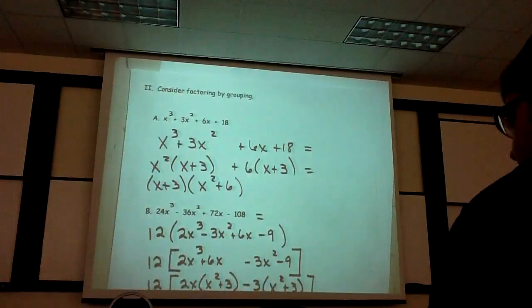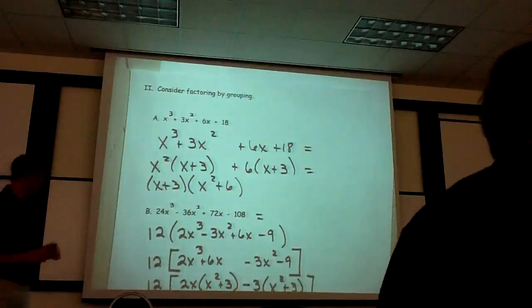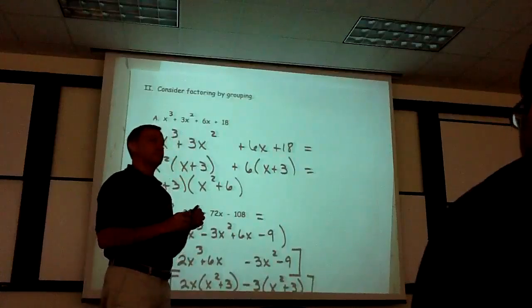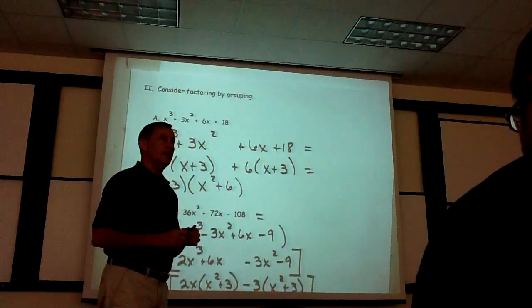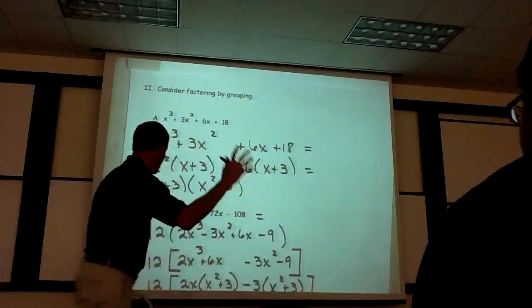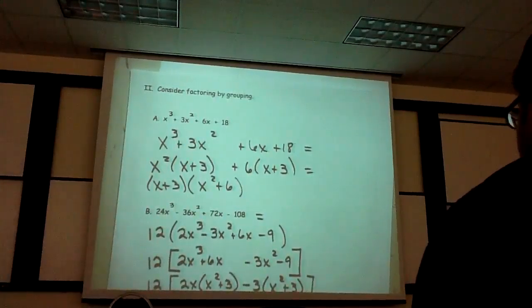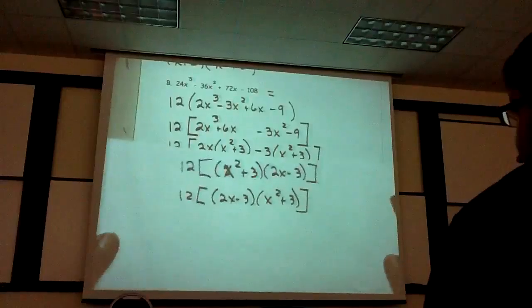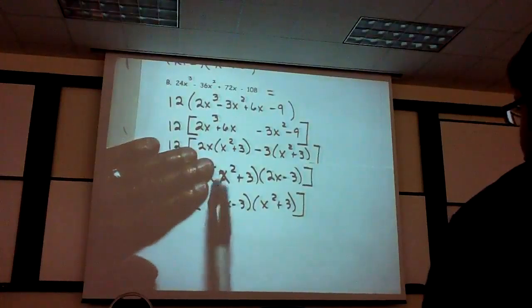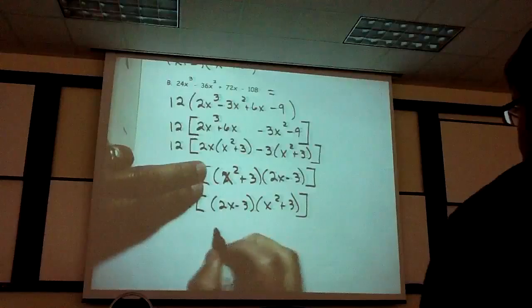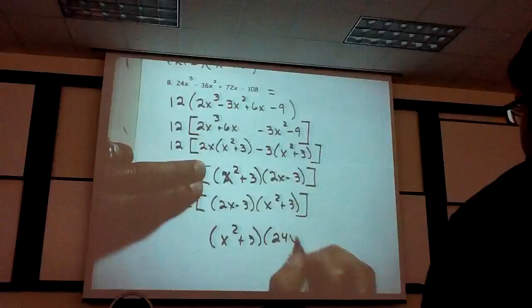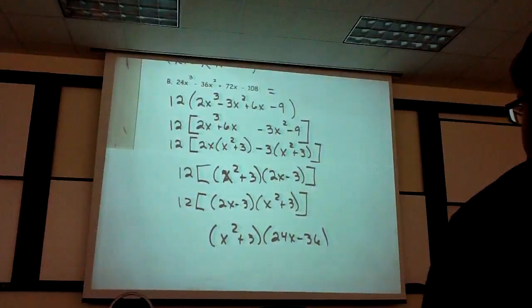Yes, ma'am. This might be a dumb question, but on the second one, had you just failed to realize that 12 is a common factor, would you just suffer through larger numbers until the end? And then take out the 12. Everything would still work out. Here's what you would have done. You would have, like you said, suffered through larger numbers, but then you would have gotten something like this. You would have gotten x squared plus 3 times 24x minus 36. That's what you would have gotten right there.